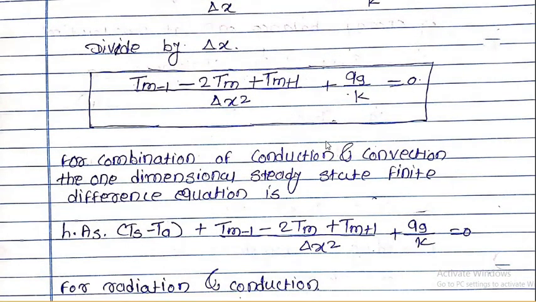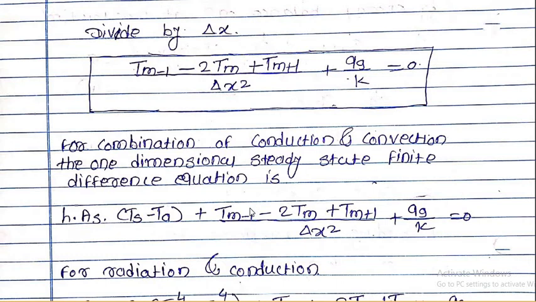Now this is the general equation, we can say, for the general heat conduction equation in a differential format for one-dimensional steady state heat transfer. For a combination of conduction and convection, the one-dimensional steady state finite difference equation becomes as follows. If at the boundary of the wall there is convection heat transfer from the surrounding to the surface or from the surface to the surrounding, then we have to take the convection heat transfer into consideration.